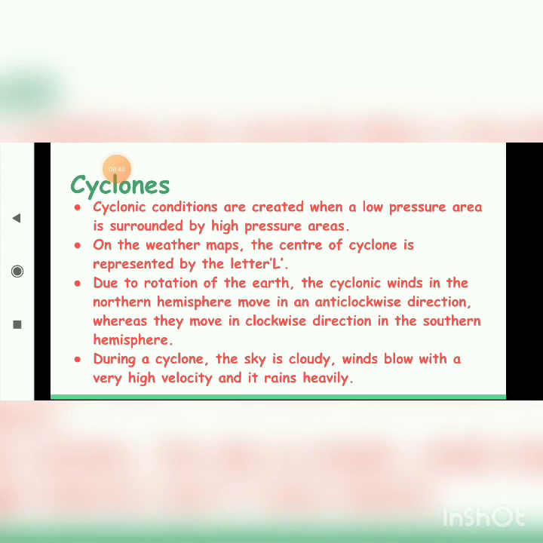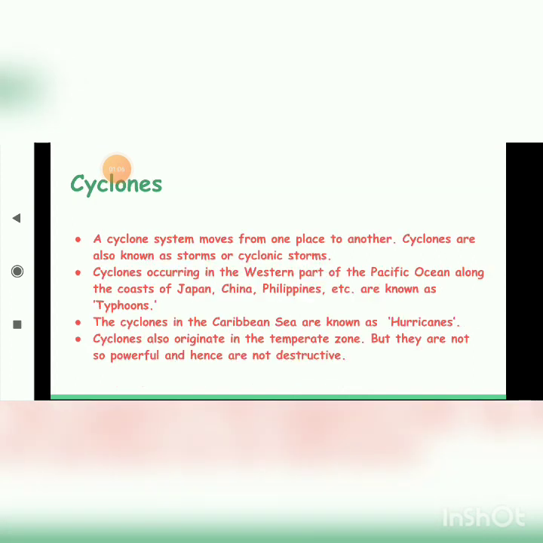So due to the rotation of the earth, cyclonic winds in the northern hemisphere move in anti-clockwise direction, and in the southern hemisphere, they move in clockwise direction. During a cyclone, the sky is cloudy, winds blow with very high velocity, and it rains heavily. A cyclone system moves from one place to another. Cyclones are also called storms or cyclonic storms.